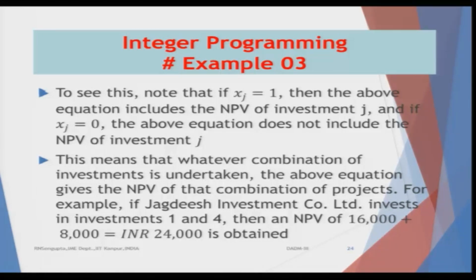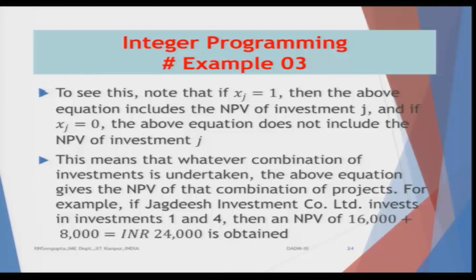Now, if xj is 1, where j can be 1, 2, 3 or anything, then the above equation includes the net present value for the jth one. If xj is 0, the above equation would definitely not consider the investment from the first, second, third or fourth, as j is for the investment. So, this means that whatever combination of investment is undertaken, the above equation gives the net present value of that combination of the projects or the conglomeration of the projects.